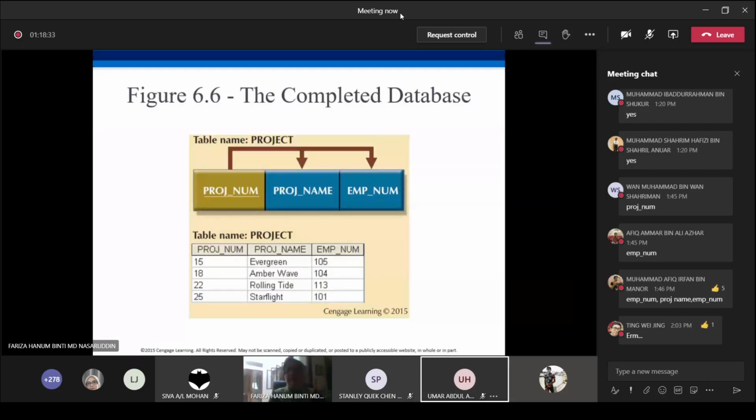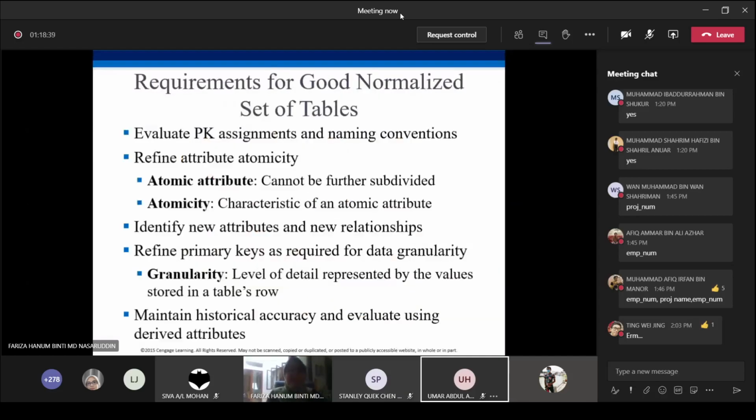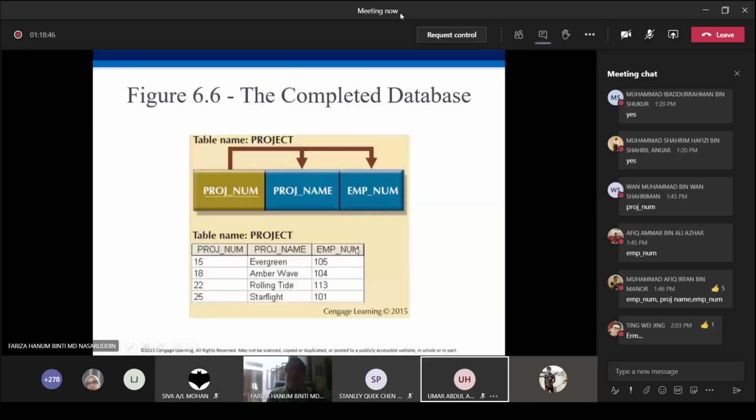What is this? Project. Okay, let's say you may want to add other attributes. For example, here, maybe you may have a manager or supervisor for that particular project. The supervisor, or the leader of the project, is an employee. So you don't have to add a different attribute.